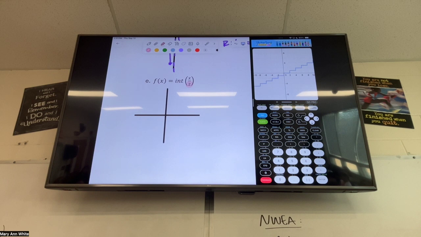Notice, and I guess I can zoom in on the graph, how my line goes from 0 all the way to 2. In a normal greatest integer, it just goes from 0 to 1, and then it jumps up to the next line, and then it goes 1 to 2. This time it's just stretched a little bit. That 2 stretches my graph horizontally. That doesn't affect anything about our domain and range.